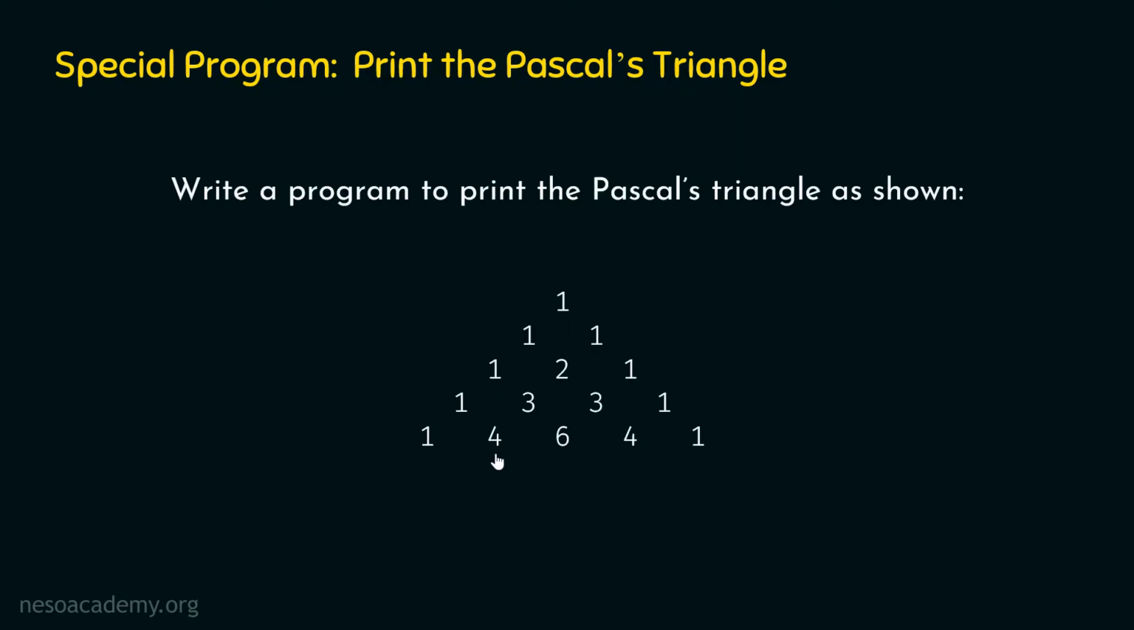What about this value? 1 plus 3 is 4. How do we obtain this value? By adding these two values. 3 plus 3 gives us 6. What about this value 4? We'll get this value by adding these two values. 3 plus 1 is 4. In this way, we can obtain the rest of the values and we can print any size Pascal's triangle without any problem. I hope the pattern is completely clear.